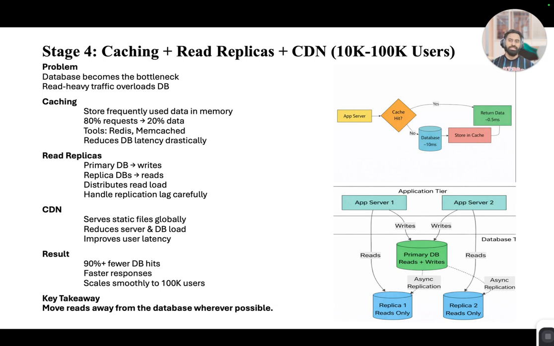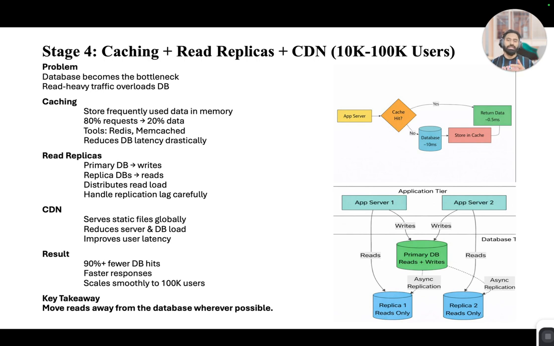I hope you understand. Now the second is the read replicas. Read replicas are for sharing the database load. Even with the caching, some results still hit the database. So this is where the read replicas help.